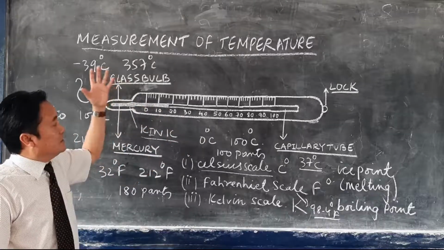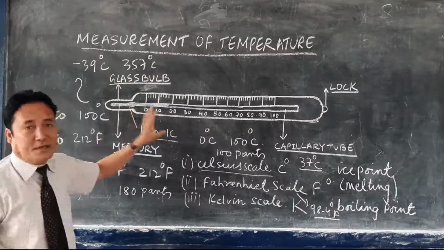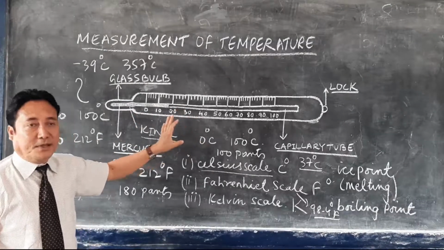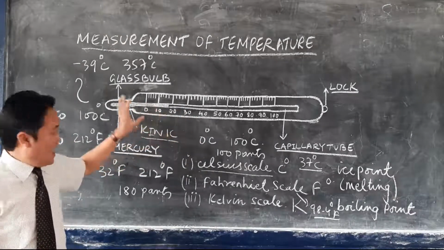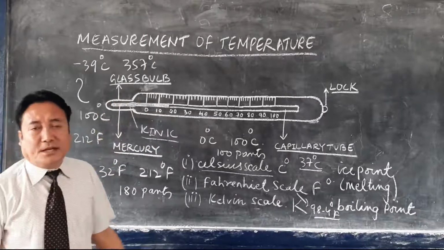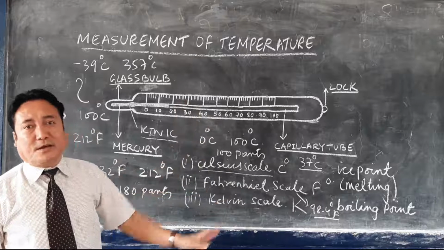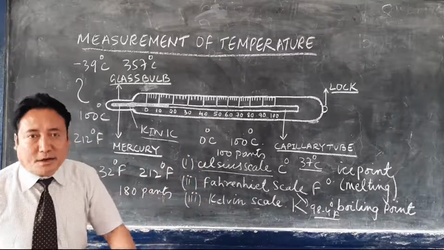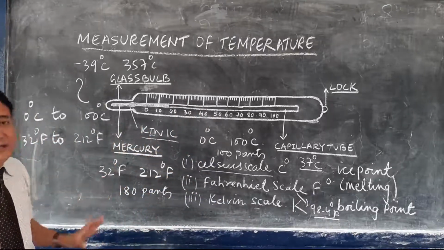So for all these reasons, mercury is used as the liquid in a thermometer. And the next point: we will come to the types of thermometer. There are three types of thermometer. One is a clinical thermometer, another is a digital thermometer, and the other is a laboratory thermometer.